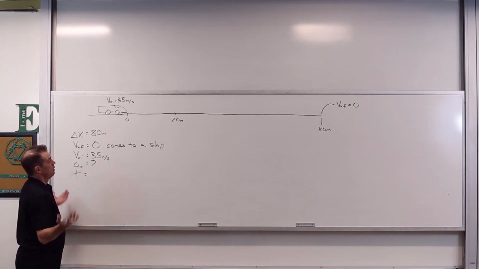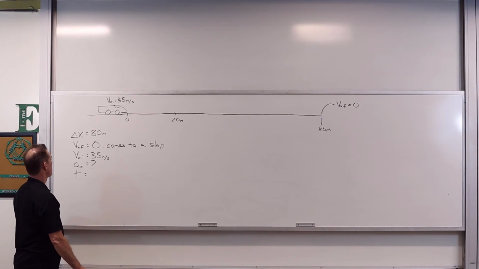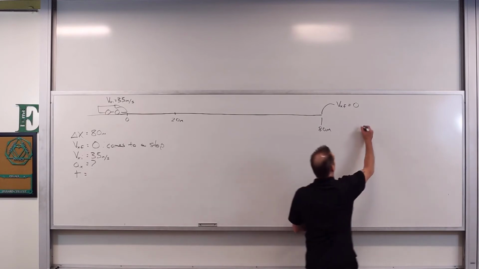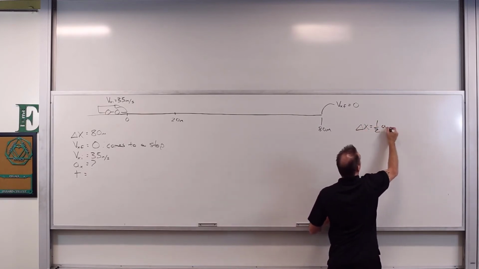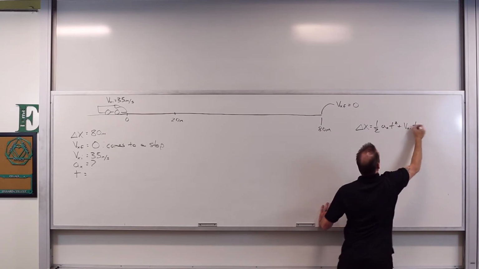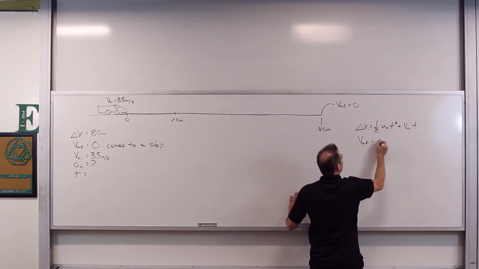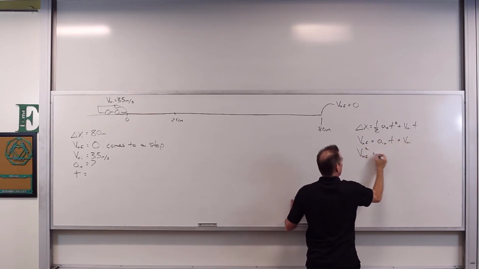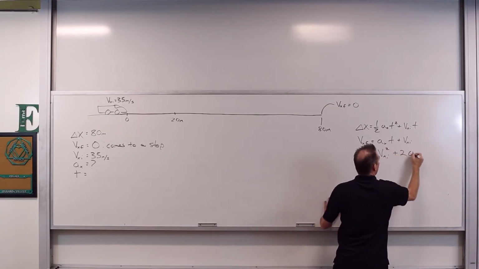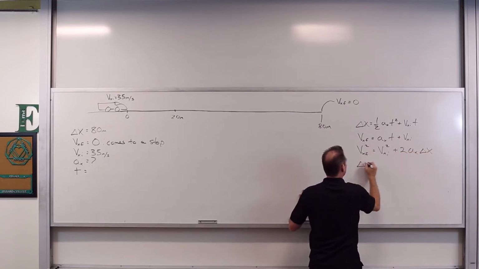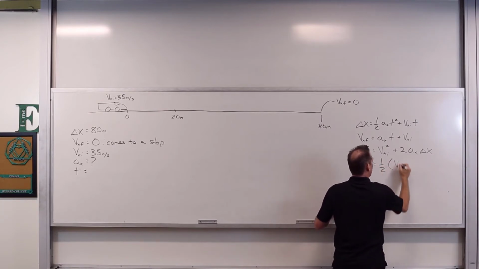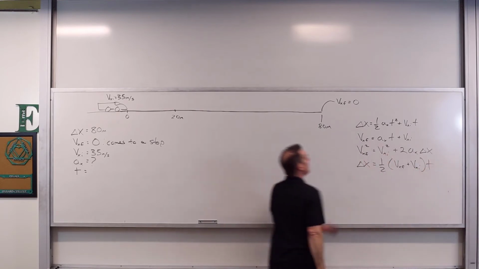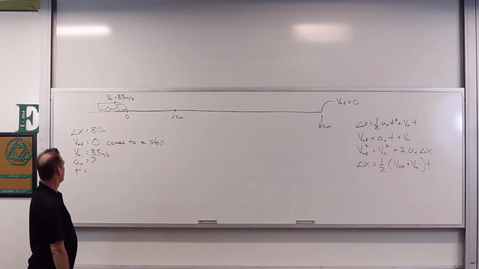So what do we do? We go ahead and reference our equations of motion for constant acceleration. I'm going to write them up really quick again. We've got that delta x is equal to 1/2 ax t squared plus Vx initial times t. We've got Vx final is equal to ax t plus Vx initial. Vx final squared is equal to Vx initial squared plus 2 ax delta x, and delta x is equal to 1/2 the quantity Vx final plus Vx initial times t. So there's our equations of motion for constant acceleration that we've got going for us.